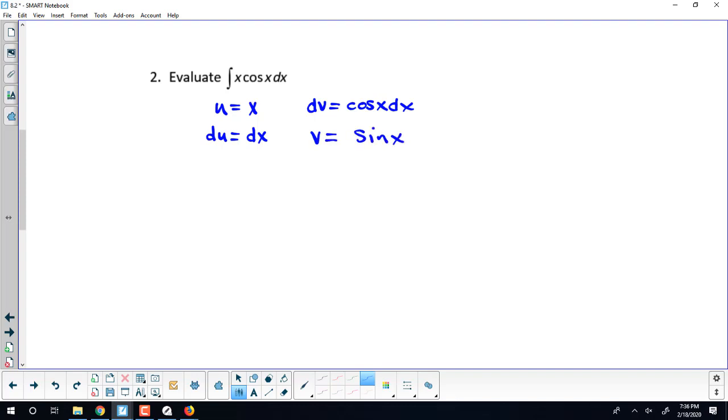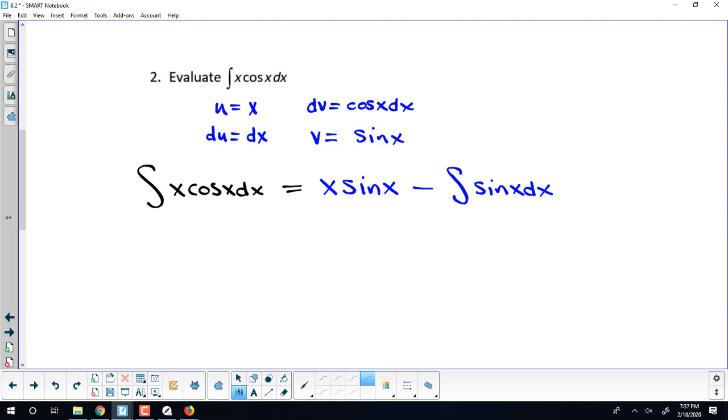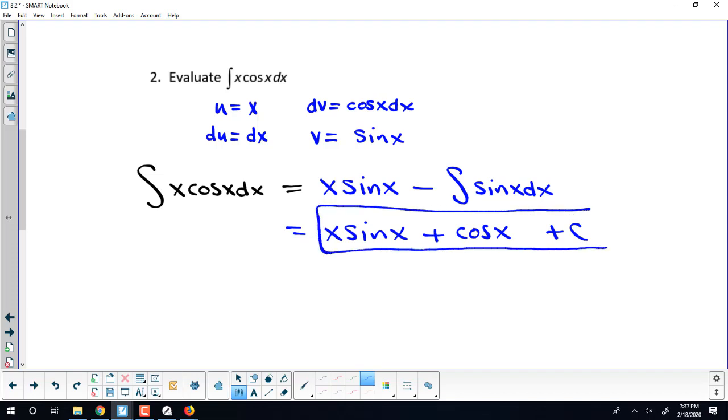Okay, so there's our setup. Try this. u is x, dv is cosine x dx. That's u times v minus the integral of v du. And so we have x sine x, minus the integral, minus minus cosine. So x sine x plus cosine x plus c.